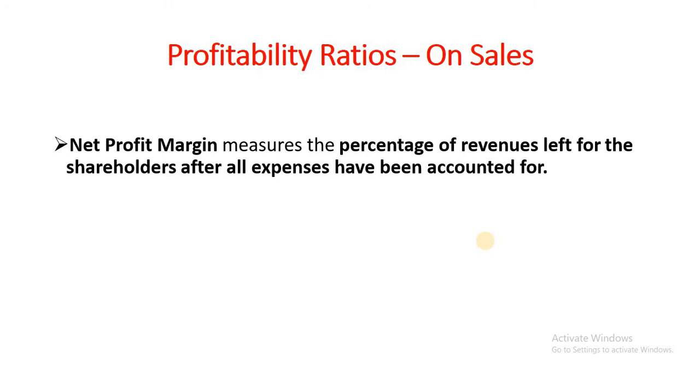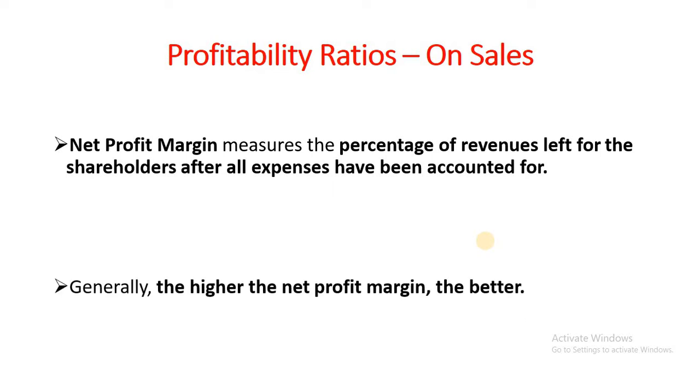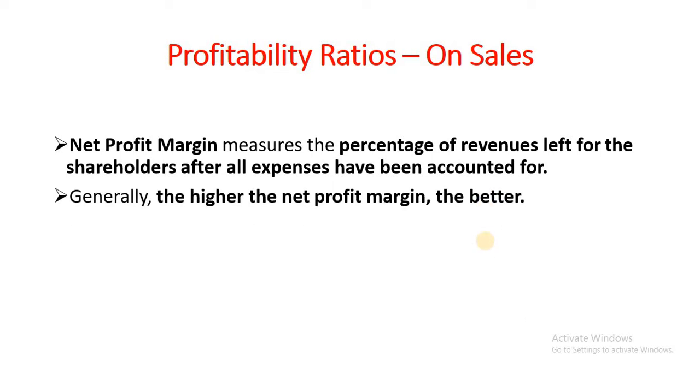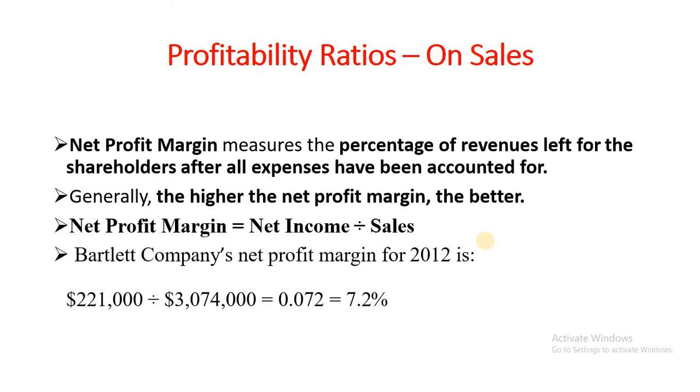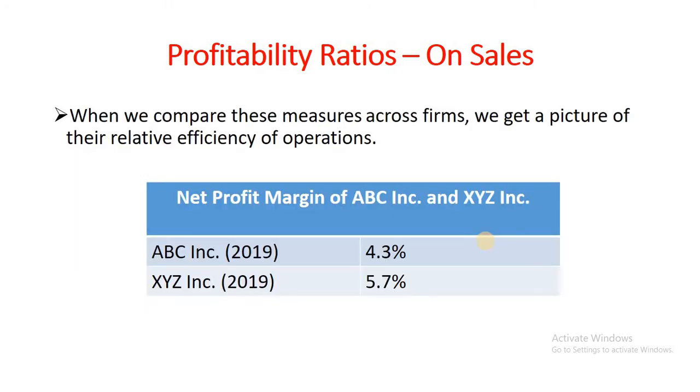Net profit margin measures the percentage of revenue left for the shareholders after all expenses have been paid. Generally, the higher the net profit margin, the better it is for the firm. Net profit margin is equal to net income divided by sales. Here is an example of net profit margin, which is 7.2% for this company in 2012.